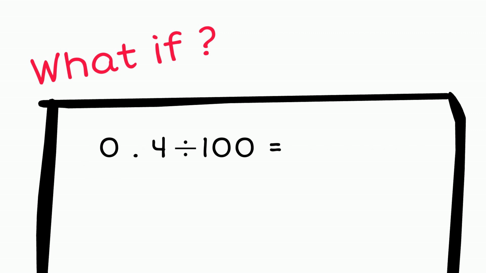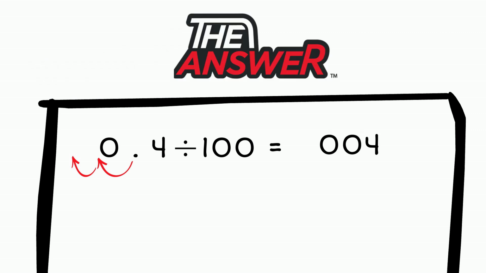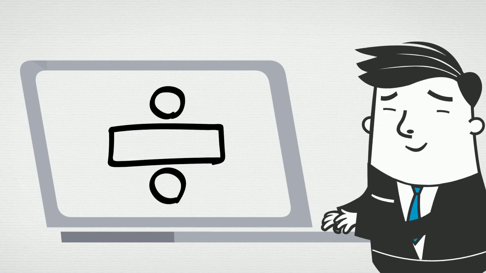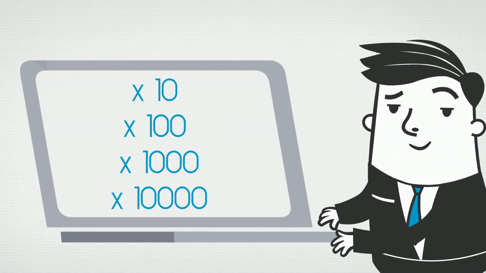Another one, 0.4 divided by 100. We need to move the decimal point 2 steps to the left. 1 step and it reaches the end. But we still need to move 1 more step, so we put a 0. Then we put the decimal point and cover it. Final answer is 0.004.